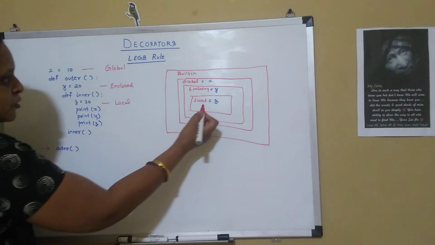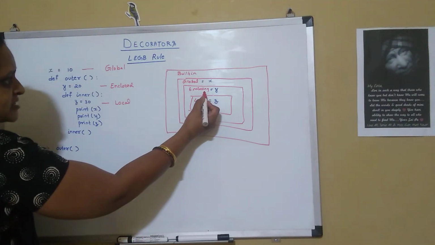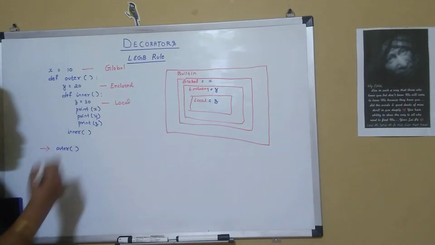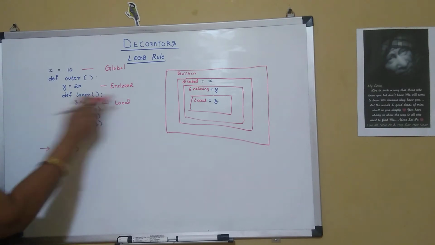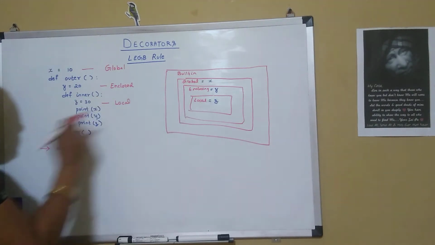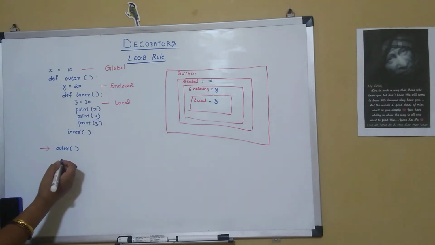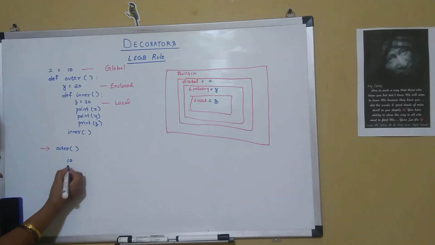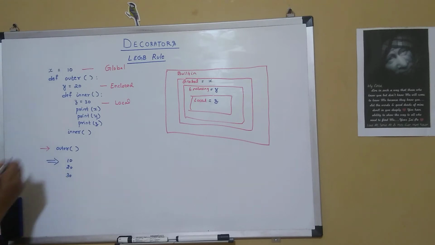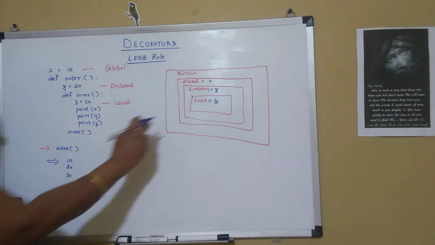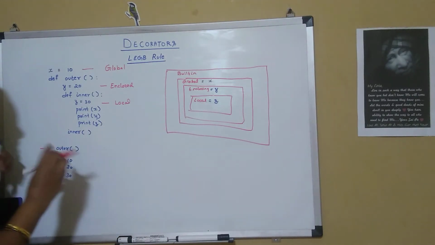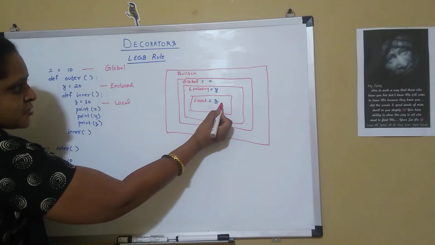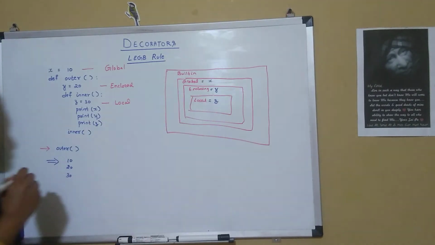So the local function can access the enclosing as well as the global variables. If I print x, y, z within the local function, it will print 10, 20, 30 on the console. So x, y, z are accessible within the local function. But the other way round, z is not accessible within the enclosing function.